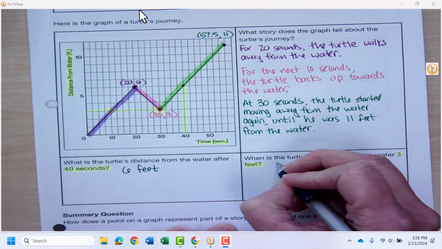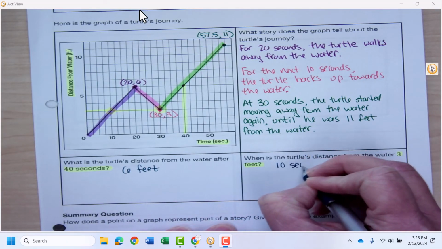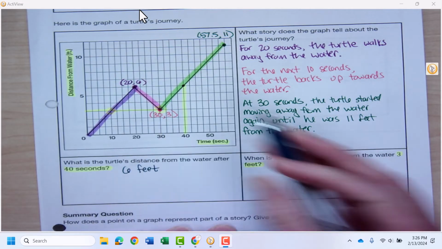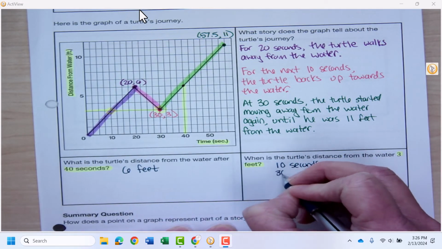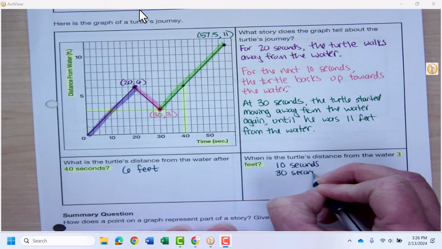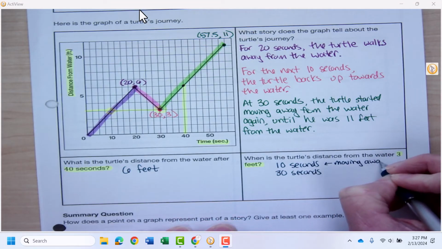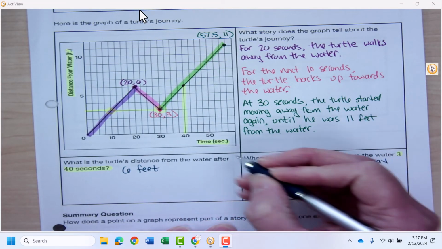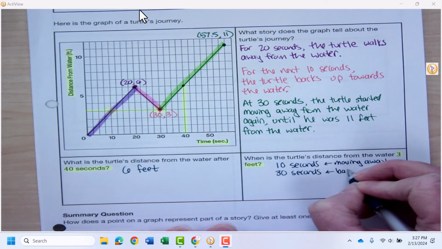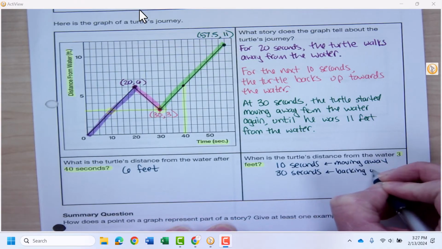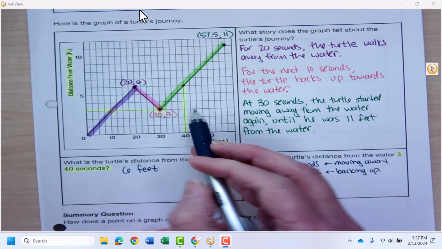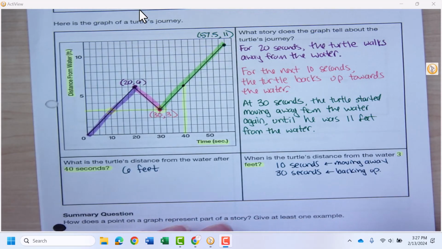So when is the turtle's distance from the water 3 feet? Well, at 10 seconds, and then again at 30 seconds. And this is when he's moving away from the water. And this is the part where he's backing up. And then he doesn't hit that 3 feet again. He just continues on towards the grass.